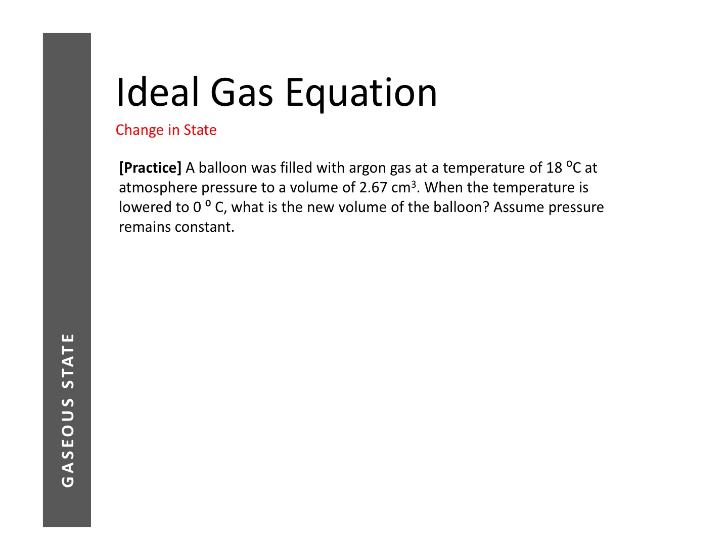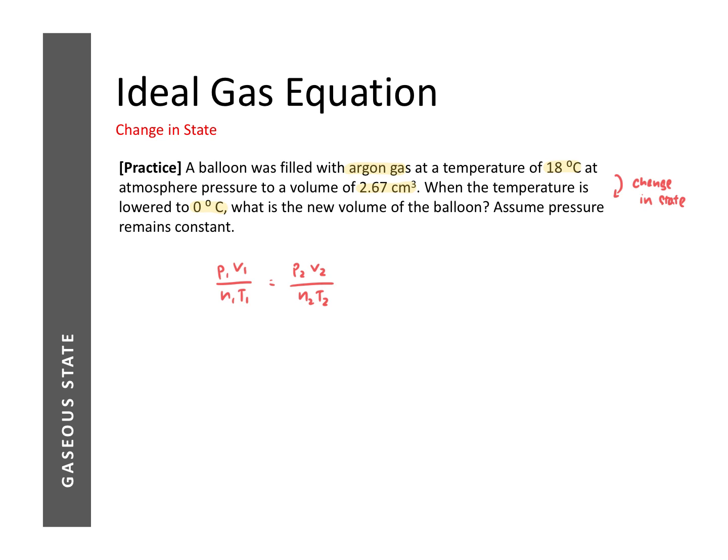So let us look at an example now. We are looking at argon gas. We are given a temperature of 18 degrees Celsius and a volume of 2.67 centimeter cube. Then the temperature is lowered to 0 degrees Celsius. That indicates a change in state of the gas. Once there's a change in state, remember we need to make use of this equation: P1 V1 over N1 T1 equals P2 V2 over N2 T2. We are required to find the new volume.